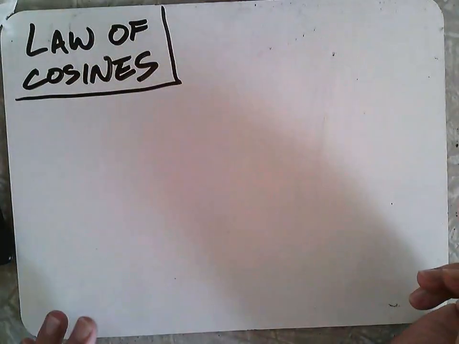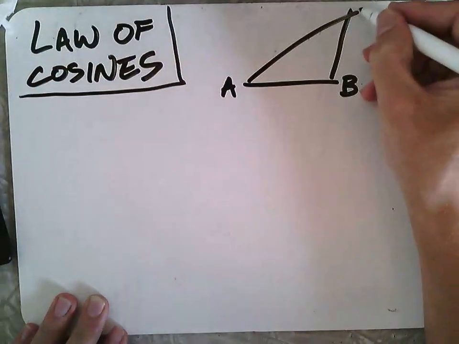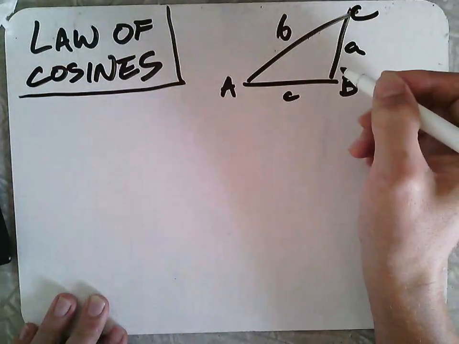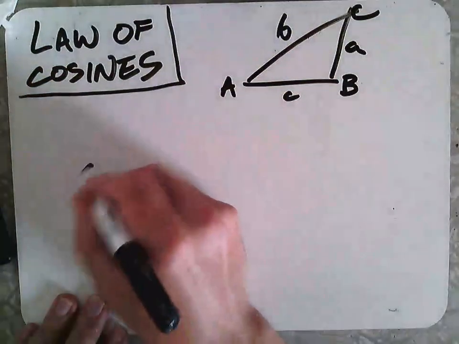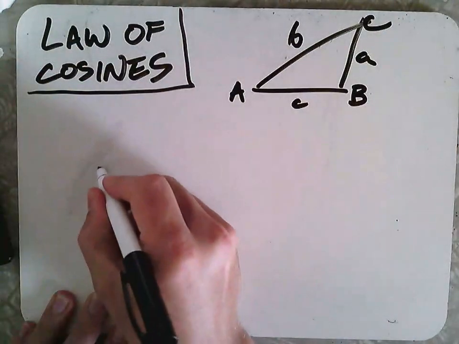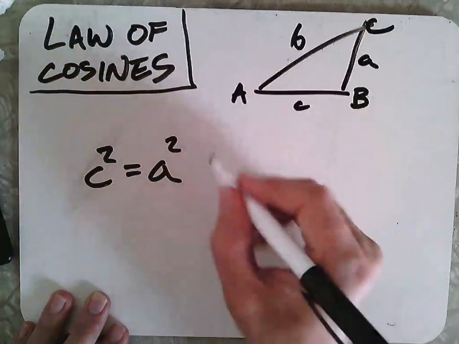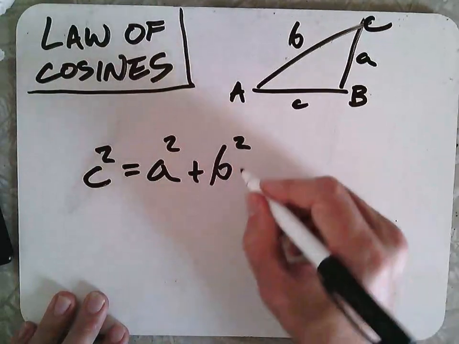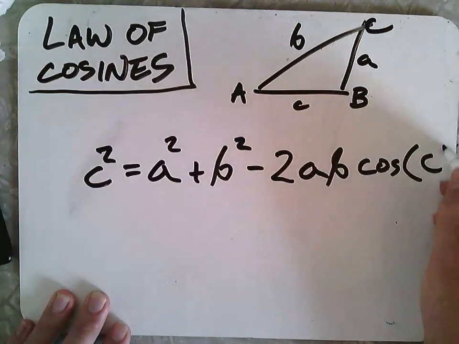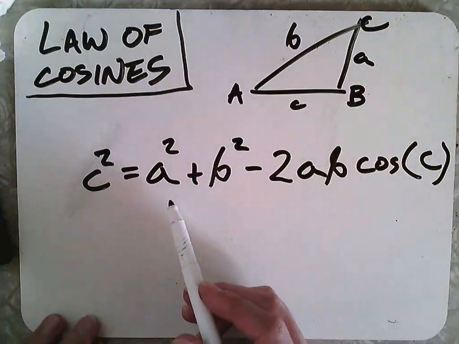If you're given any triangle, same idea as before, say any triangle with angles A, B, and C, and sides little a, little b, and little c. The law of cosines tells us that little c, the side length c squared, equals little a squared plus little b squared minus 2ab cosine of C.